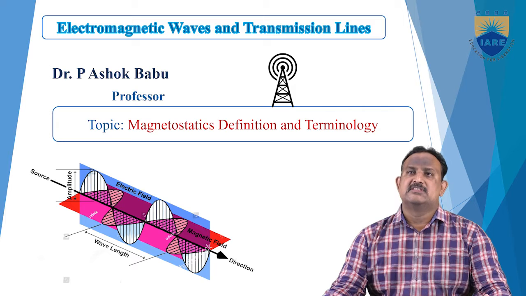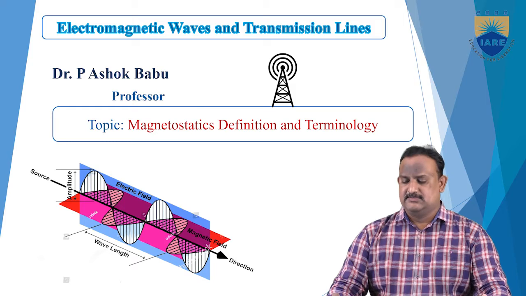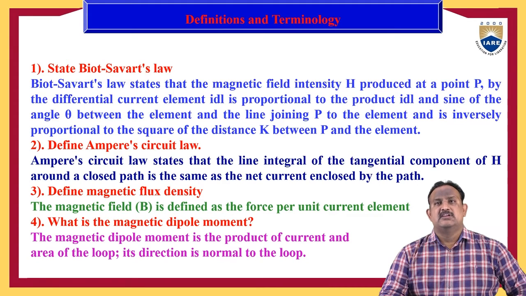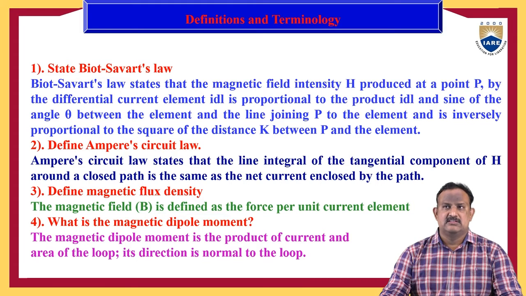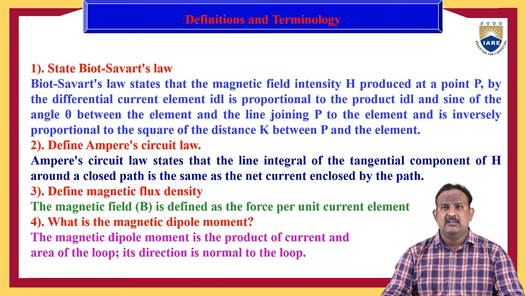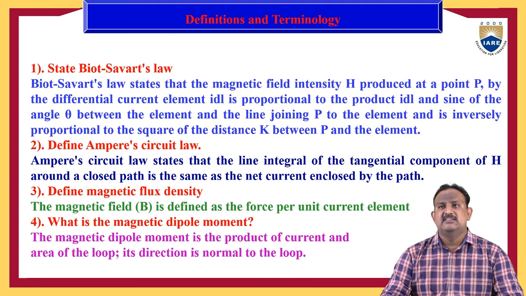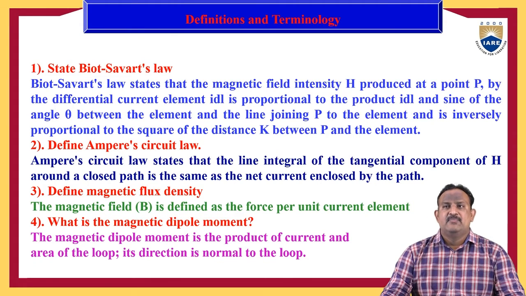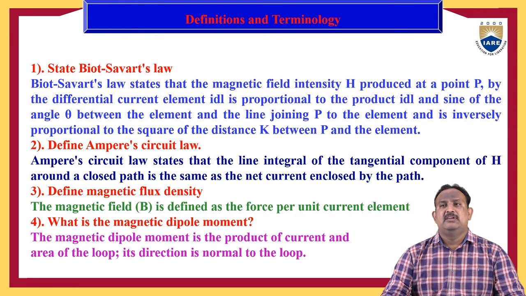In this video, I am going to discuss the definitions of the second module, which is magnetostatics. The first one is: state Biot-Savart's law. The Biot-Savart's law states that the magnetic field intensity H produced at a point P by the differential current element Idl is proportional to the product of Idl and the sine of the angle theta between the element and the line joining point P to the element, and it is inversely proportional to the square of the distance R between P and the element.